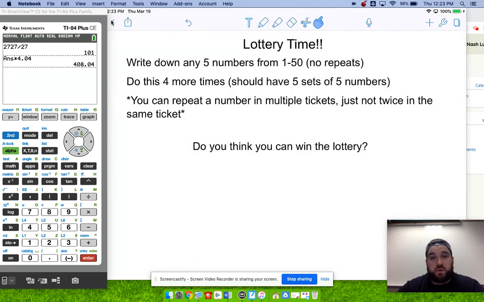At this time, here's what I want you to do. Real quick, pause the video. I want you to write down 5 numbers from 1 to 50. You cannot repeat them. Just pick any 5 numbers. It doesn't have to be in order from least to greatest. You can jump around. If you want all single digit numbers, that's fine. We're going to see if you're lucky and win the lottery, and just see how unlikely it is that you do win this lottery. So go ahead and pause, and we'll go from there.